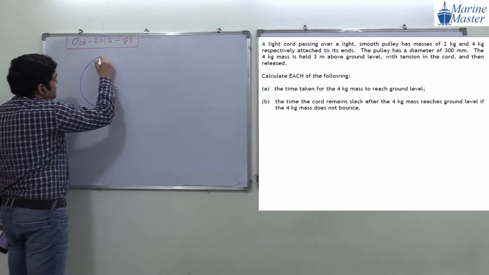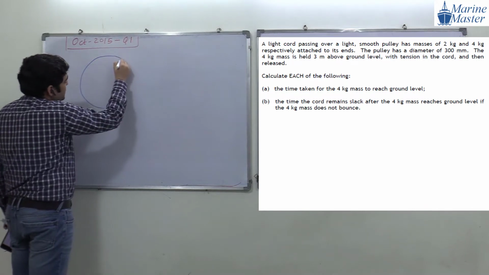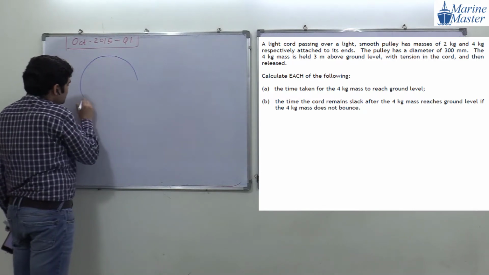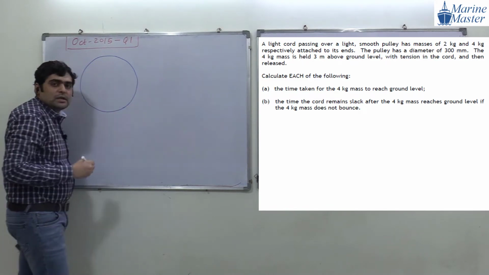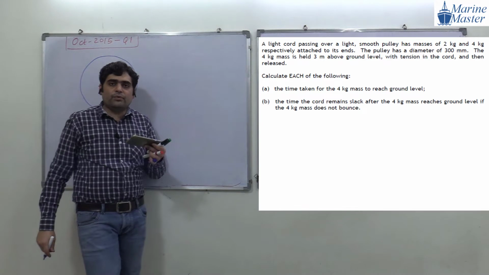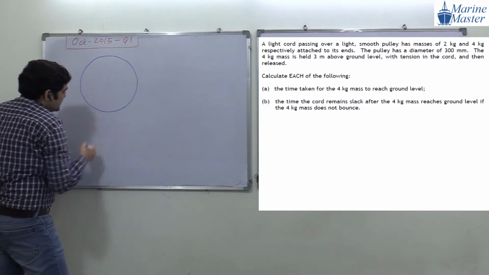This is a light pulley. Light means its mass will be negligible compared to the other masses. This is our light smooth pulley. Smooth means a frictionless pulley. What is the meaning of the word smooth? Smooth stands for frictionless.